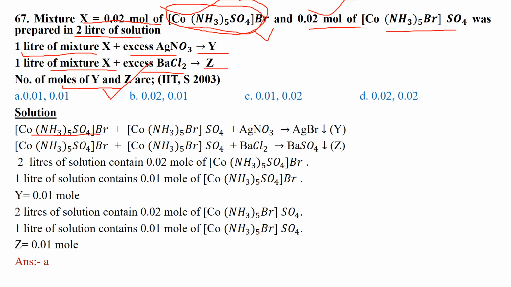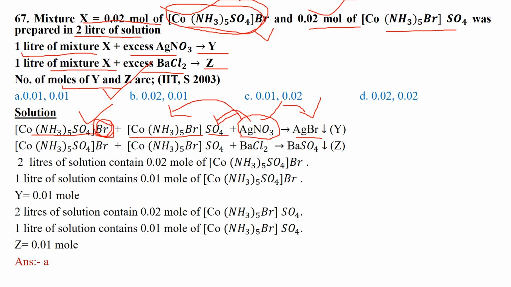This compound plus this compound: if silver nitrate is added to the solution containing these two compounds, then silver bromide is precipitated out, right? Only this compound will react with silver nitrate for the precipitation of silver bromide, because silver nitrate reacts with the bromide ion for the precipitation of AgBr. It does not react with the sulfate ion to give a precipitate. So only the ion which is outside the larger bracket is going to react with the silver nitrate. So AgBr is precipitated out, SO4 does not react.